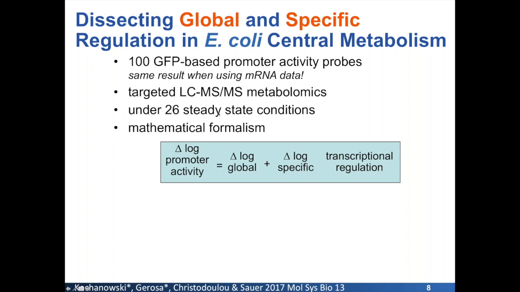And we use a mathematical formalism that allows us to remove the global regulation from the specific one. And that is, in log space, the logarithmic change in promoter activity is the sum of the logarithmic change of global and specific transcriptional regulation. Okay, so this is what we measure. If we now find a way to know what is the global, we know what is the specific effect.